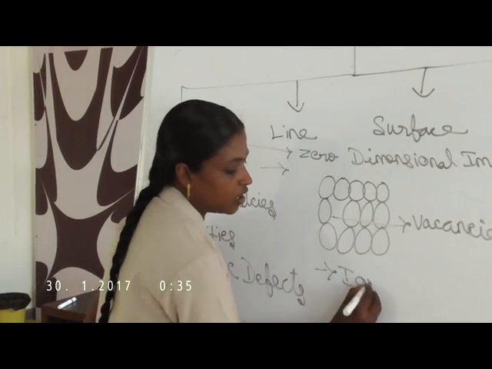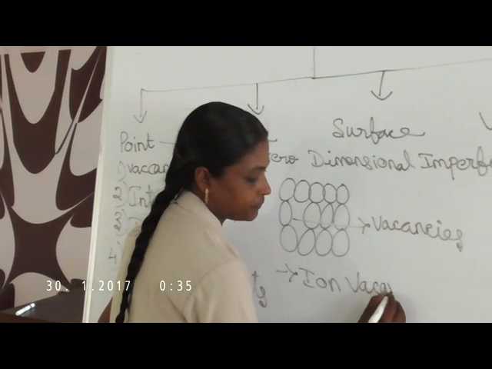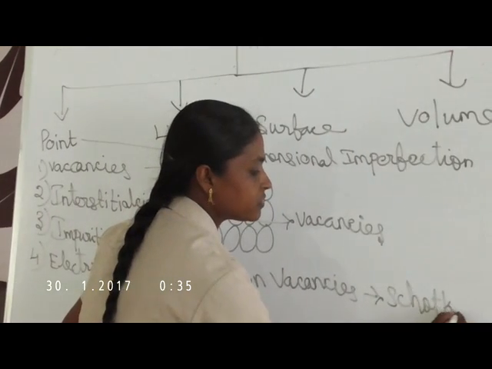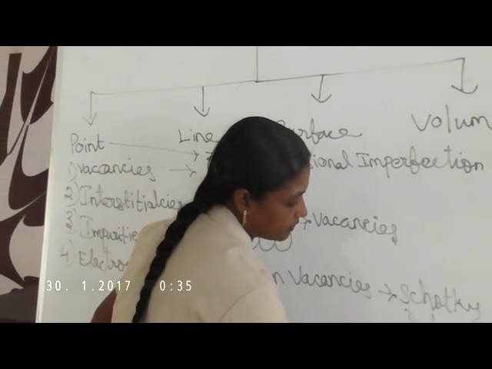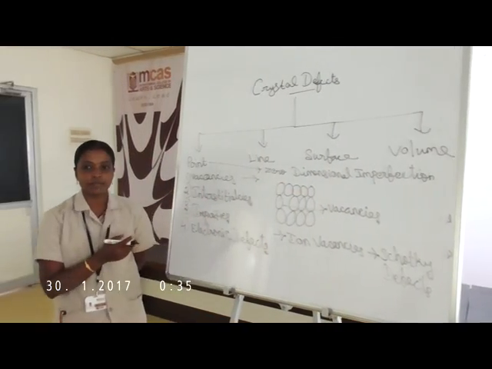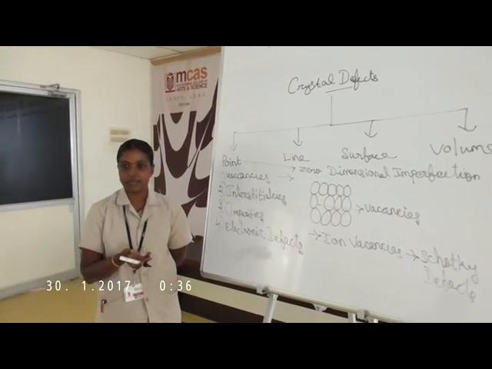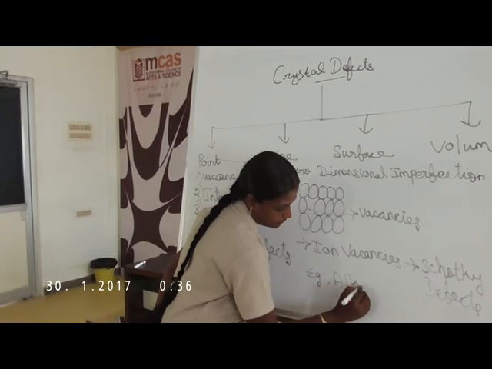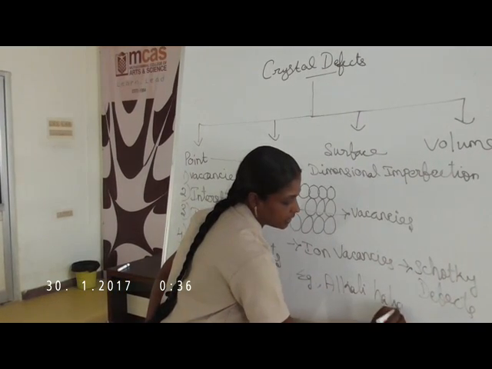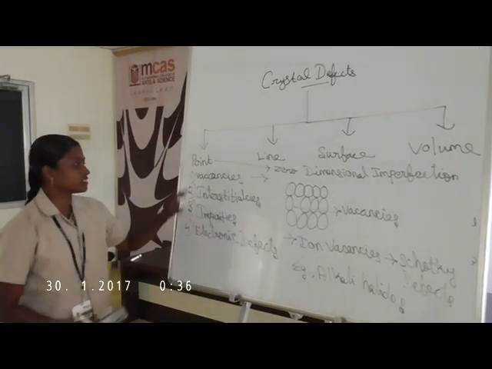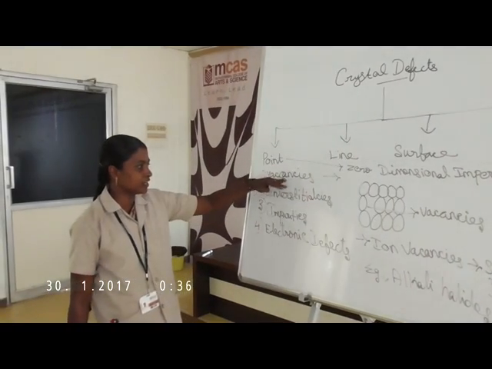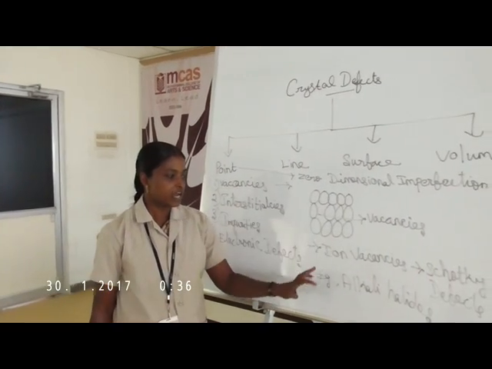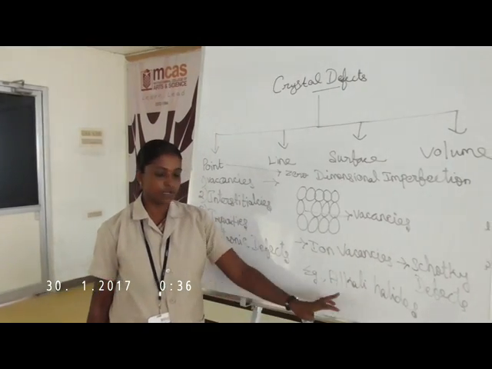Ion vacancies are called Schottky defects. This ion vacancy may be a single vacancy, a di-vacancy, or a tri-vacancy. Example, alkali halides. So point defects are called zero-dimensional imperfections. Under point defects there is the vacancy. Vacancy means an empty atom site. Ion vacancies are called Schottky defects. Example, alkali halides.